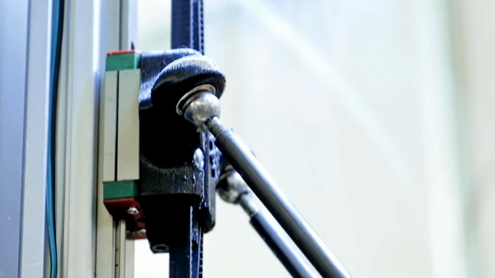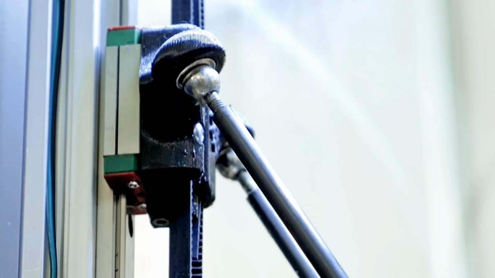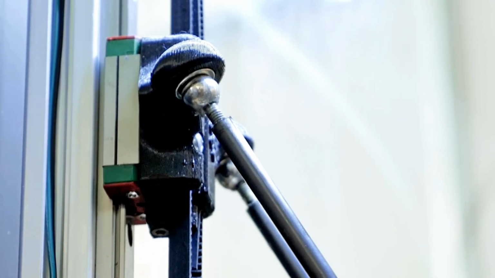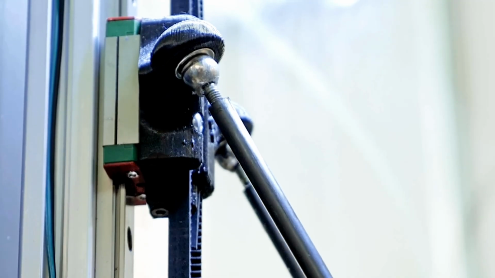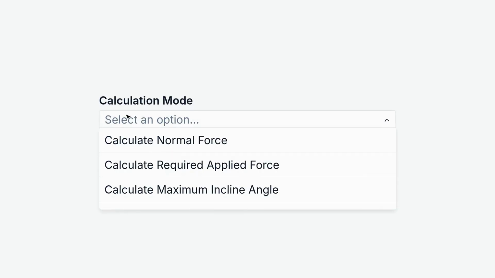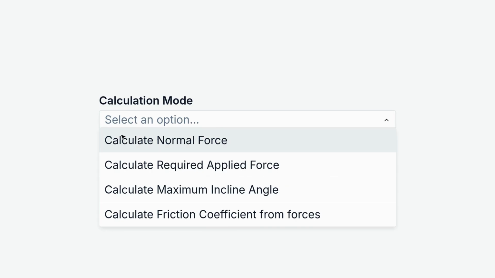Let's explore the inputs. First, we select our calculation mode from 6 options. Calculate friction coefficient from forces, calculate friction coefficient from incline angle, calculate friction force, calculate normal force, calculate required applied force, or calculate maximum incline angle. For this demo, I'm using calculate friction coefficient from forces.